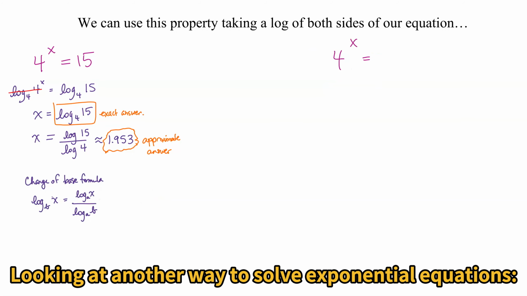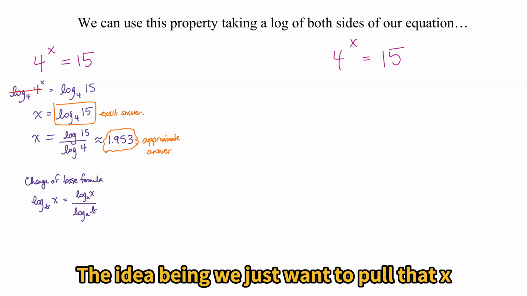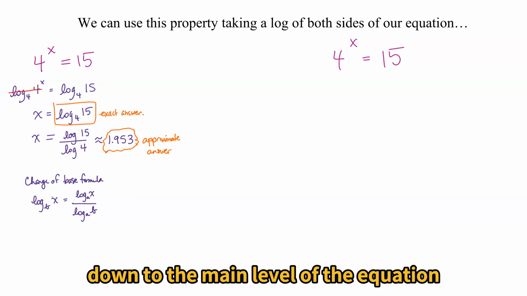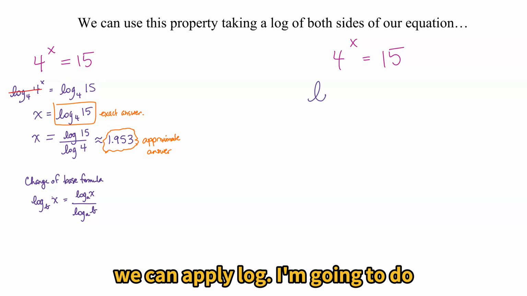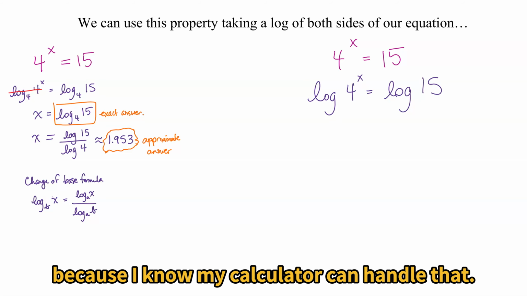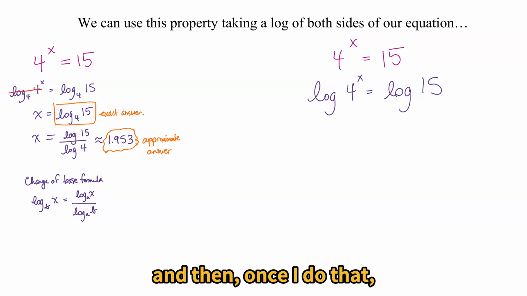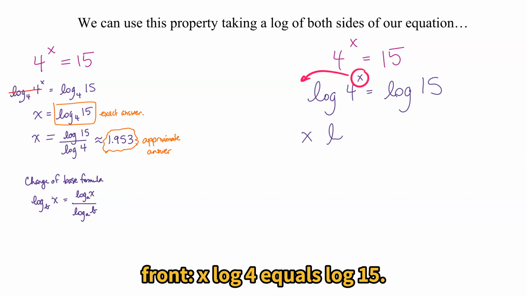Looking at another way to solve exponential equations, instead of using log base 4, we're going to use any log. The idea being we just want to pull that x down to the main level of the equation so that we can solve for x. So on both sides of the equation, we can apply log. I'm going to do log base 10 or log base e, either one, because I know my calculator can handle that. And once I do that, the exponent can come down front. x log 4 equals log 15.